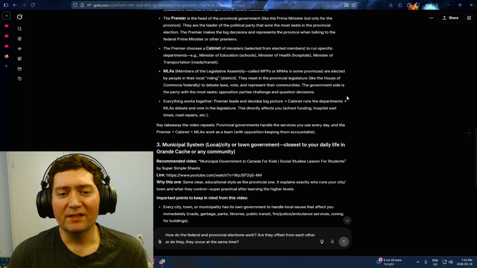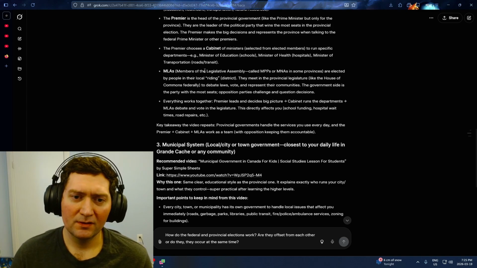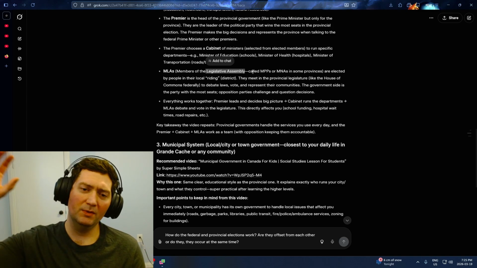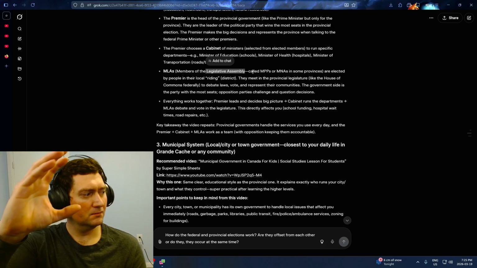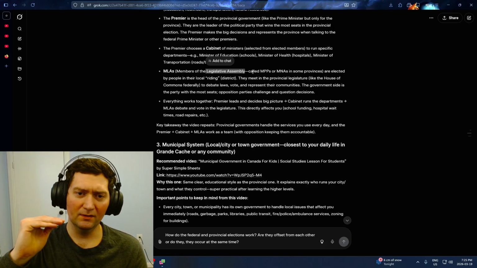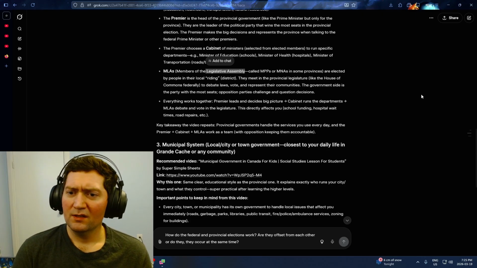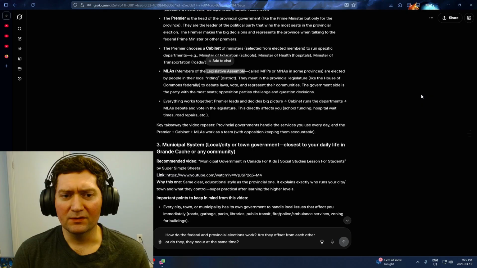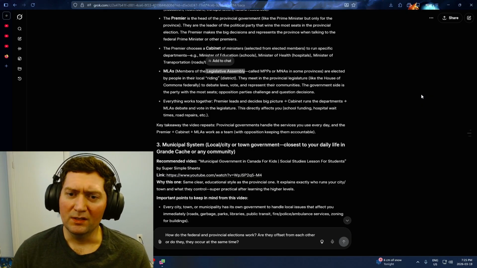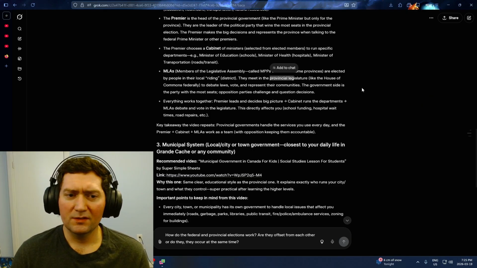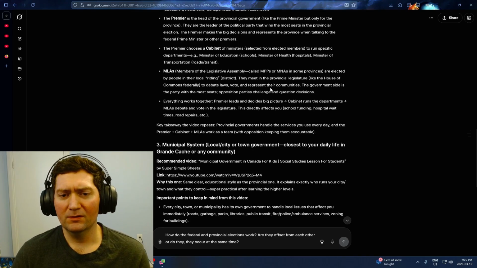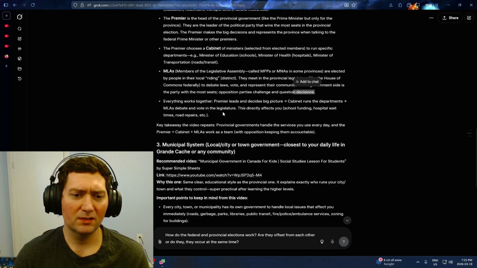Members of the Legislative Assembly, that's what it's called. So, House of Commons is federal. Legislative Assembly is provincial. Are elected by people in their local riding. They meet in the provincial legislature to debate laws, vote, and represent their communities. The government side is the party with the most seats. Opposition parties challenge and question decisions.